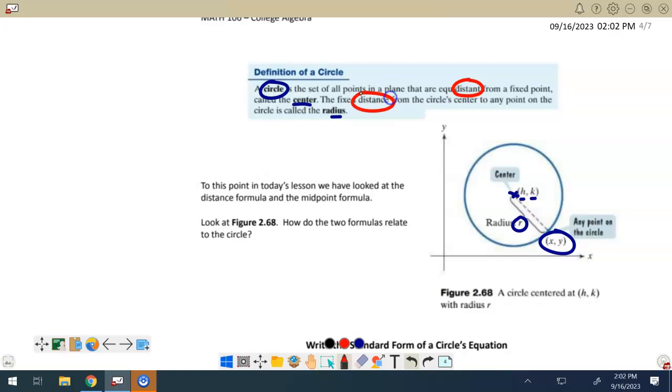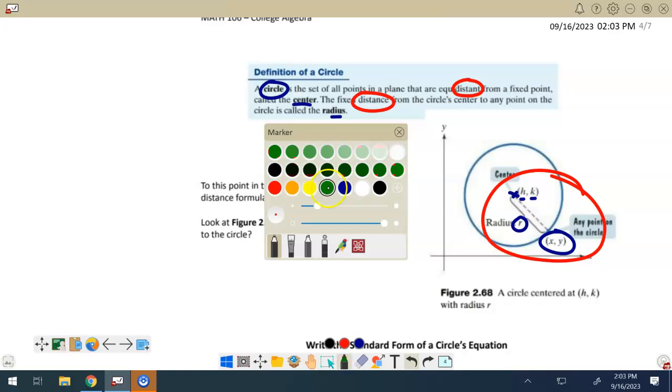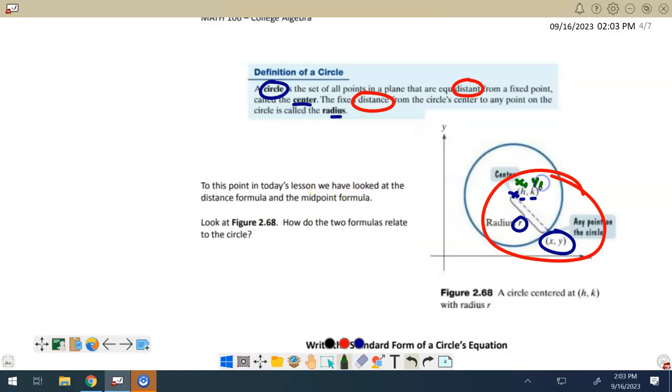Well, I guess it's right here too, right? Distance. This is why the circle is related to the distance formula. So if you take the distance formula and apply it to this scenario here, we'll let h and k be x1 and y1, and we will let our variables x and y get plugged in for x2 and y2, and then the distance is the radius, right?